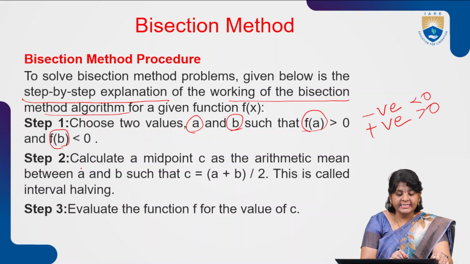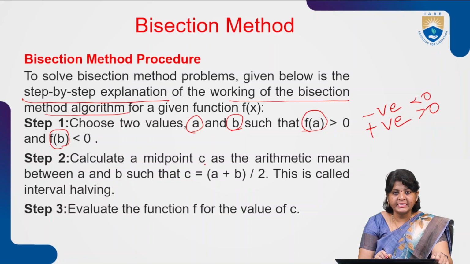With that, the second step is to calculate a midpoint C. We have already taken A and B. Now we need to calculate a midpoint C as the arithmetic mean of A and B. So the formula to find C is A plus B by 2. This is called interval halving.